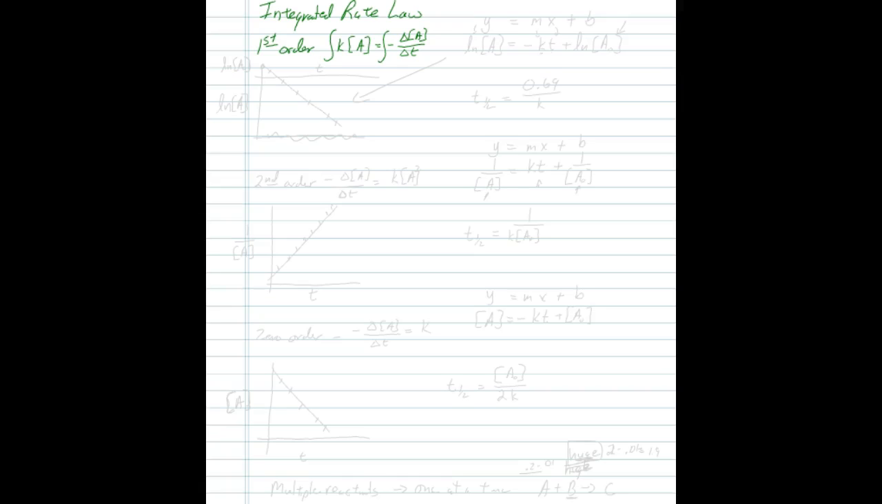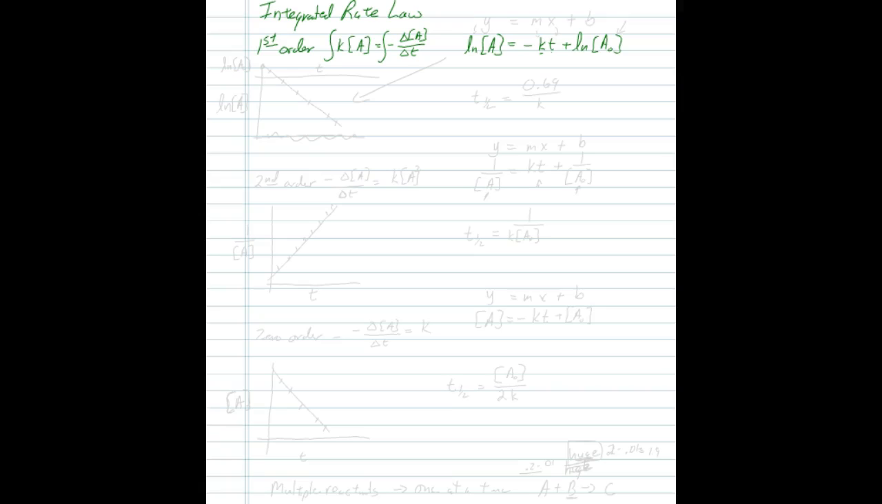Through the miracle and magic of calculus, you get the natural log of A is equal to negative KT plus the natural log of A naught. This is the original amount. So A naught is the concentration of the original amount. The natural log of A is the amount at any time. K is the rate law constant, and T is the time, seconds, minutes, whatever you have.